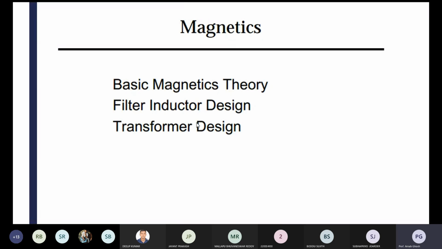Then filter inductor design: in any of the converters, you are using the inductor, no? So if inductors are there, what will be the number of turns? What will be the cross-sectional area, or you can say the gauge factor of the conductors? How many turns will be there? What will be the critical value of the inductor? If there are some impurities, how to handle them?